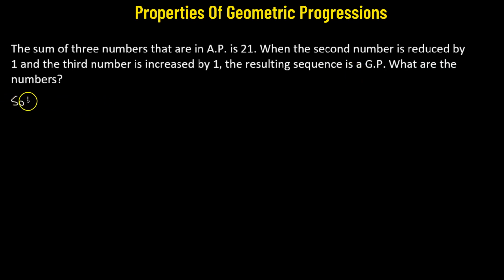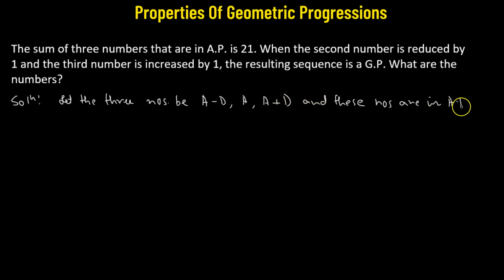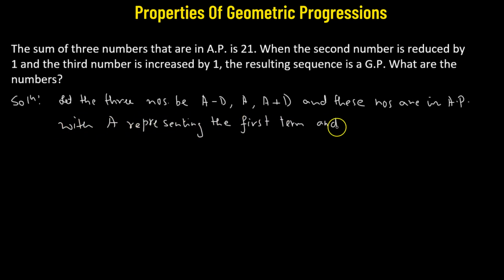So let's begin. Since it's given that the numbers are in AP, let the three numbers be A minus D, A and A plus D, and these numbers are in arithmetic progression with A representing the first term and D representing the common difference.